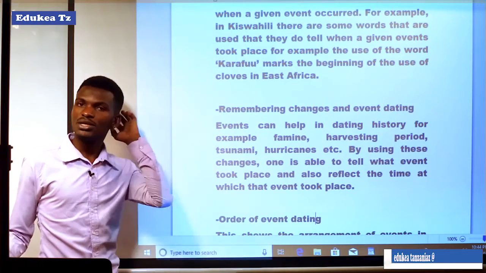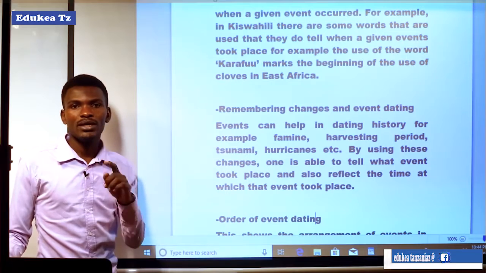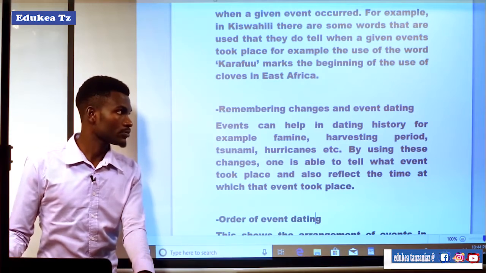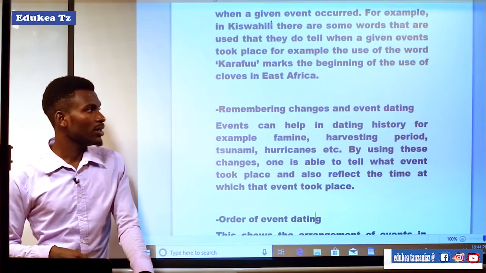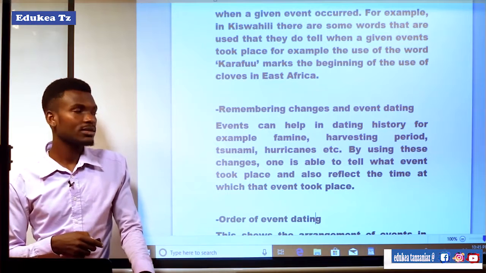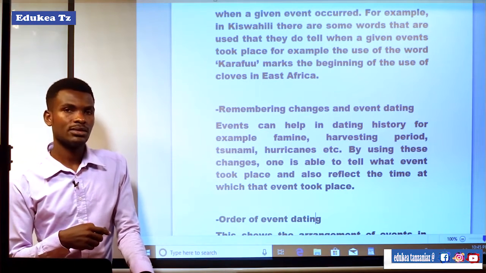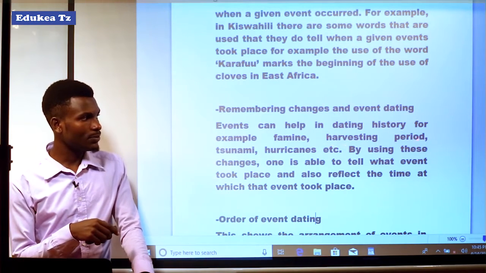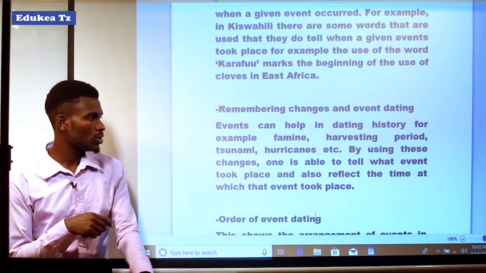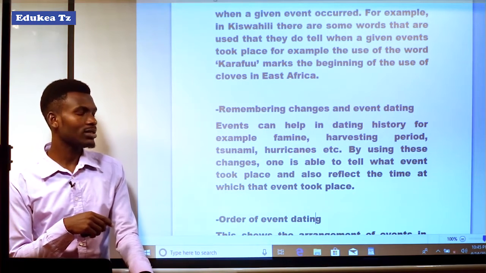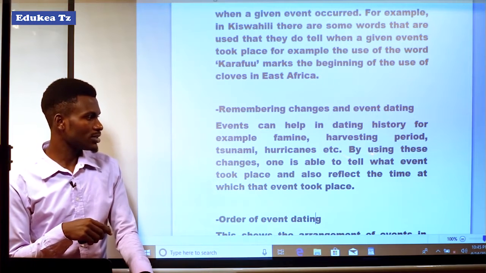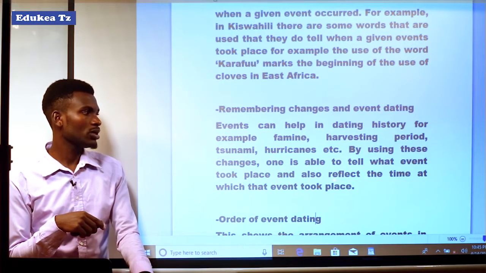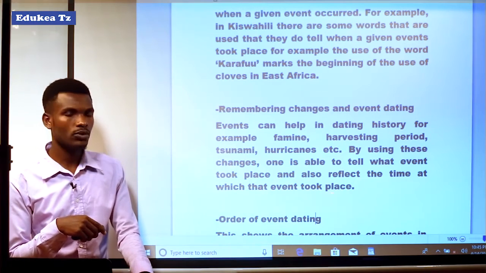It means that here we are tracing the events or tracing the facts relating to events. For example, in history we may determine the date by remembering the events, for example, famine period, harvesting period, tsunami period, or hurricanes when they occurred in a certain area. By using these changes, one is able to tell what event took place and also reflect the time at which that event took place.